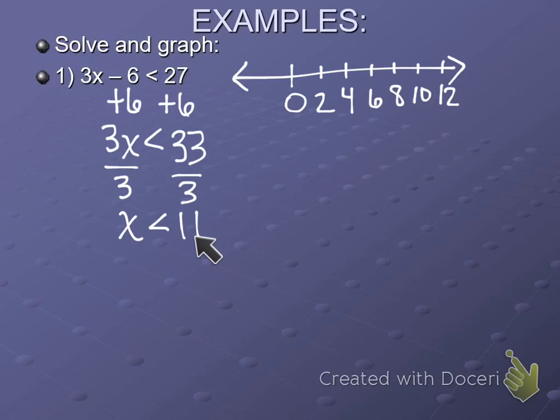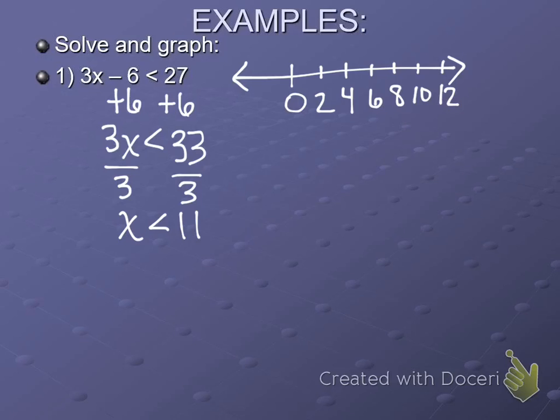So where am I going to put my circle, my point? Between 10 and 12. Very good. Right between 10 and 12. That's where 11 would be. So I'm going to put a point there. Let me use a different color. Am I going to put an open point or a closed point? Open. Leave that point open.